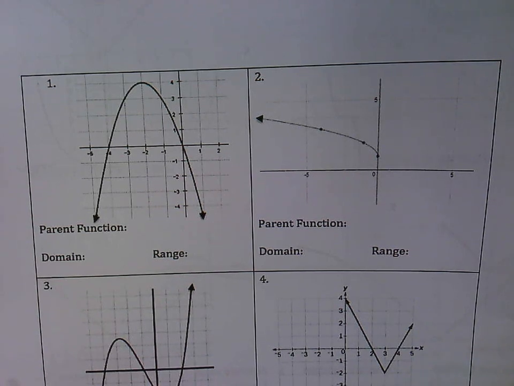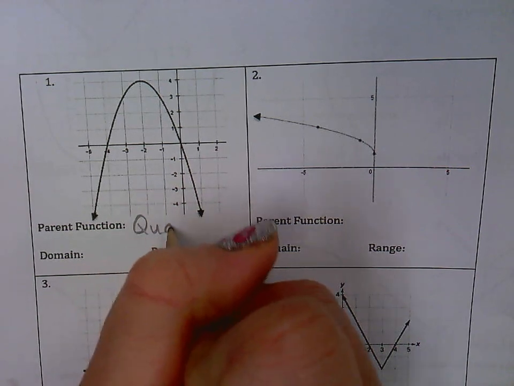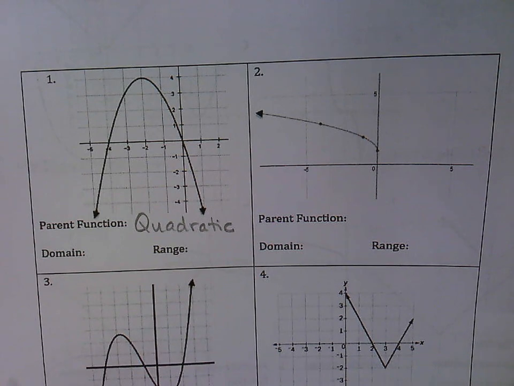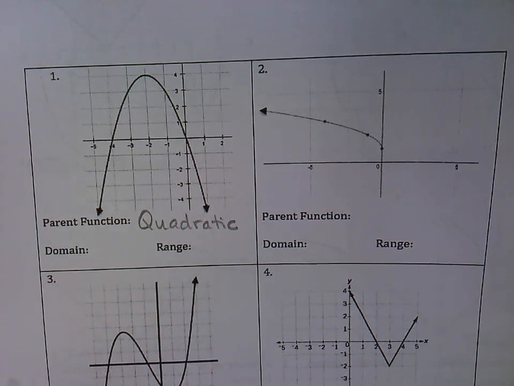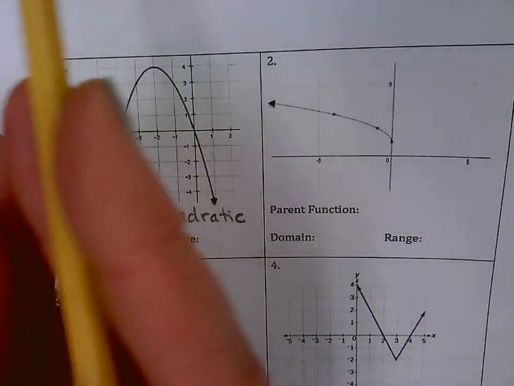Okay. Question 1. We should have all said that this was a quadratic. Is that what you said? Quadratic function. Sometimes you might hear it called a square function because it's x squared, but it is not a square root. It's just a square function. The domain is always all real numbers because it's a U-shaped graph pushing outward from side to side.